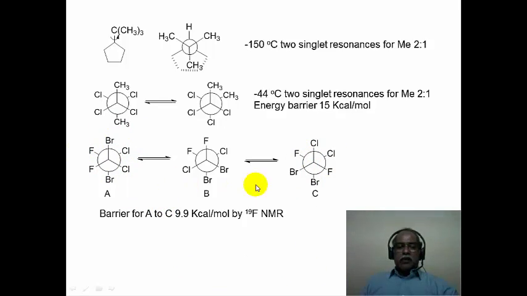The barrier to go from A to C has been calculated using fluorine NMR spectroscopy. If you measure the fluorine NMR spectrum at a very low temperature, you can see one signal corresponding to these two fluorines, and one signal corresponding to these two fluorines here, which are chemically distinguishable from one another in terms of A, B, C being chemically distinguishable. The activation barrier to go from A to C has been calculated by variable temperature NMR to be about 9.9 kilocalories per mole.